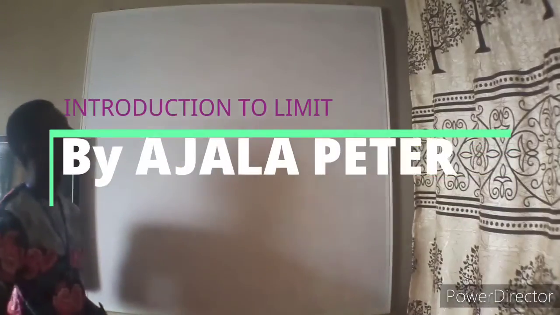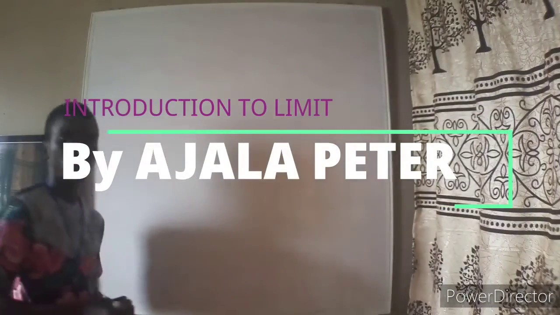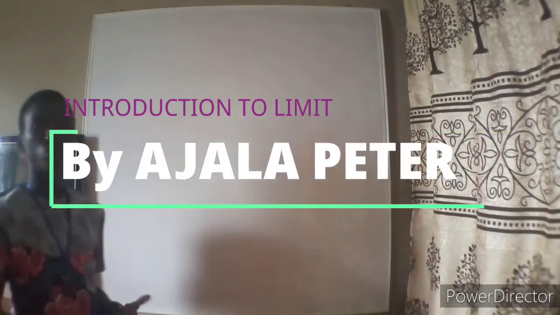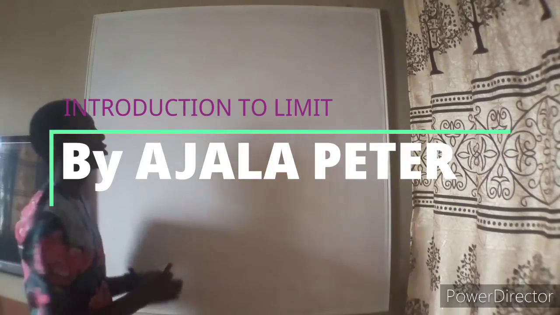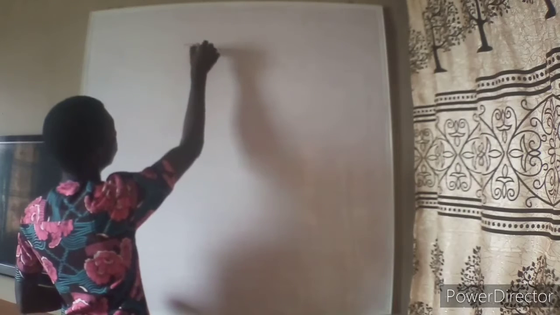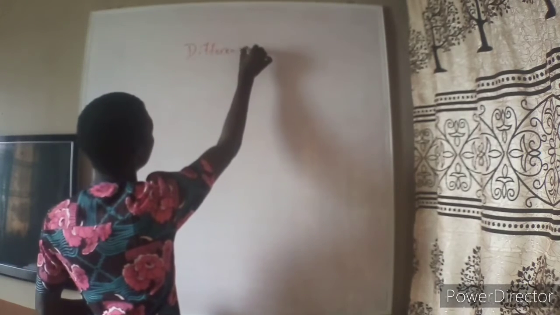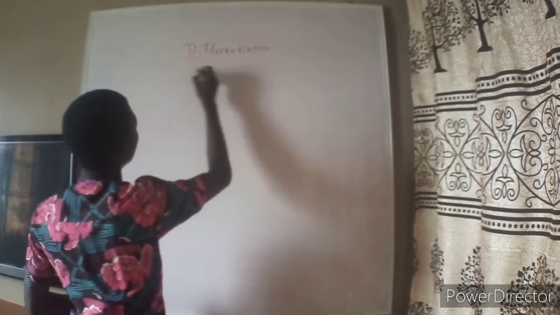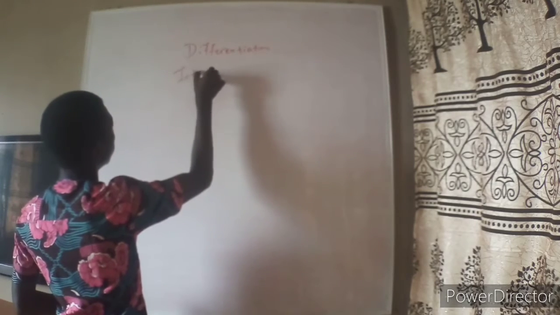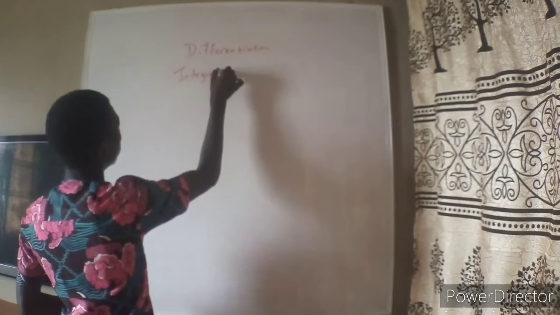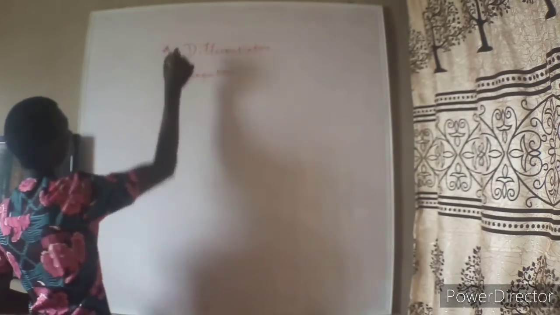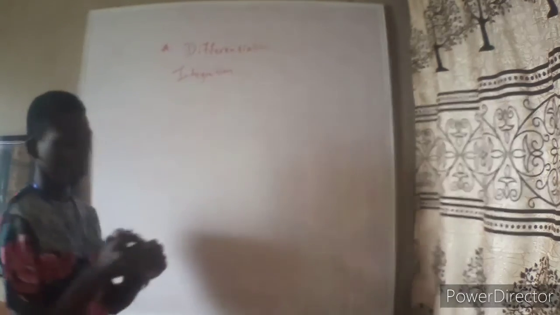We'll be talking about limits. Last time we discussed the introduction to calculus, where I introduced what calculus simply entails. While explaining calculus, we talked about two branches of calculus, which are differentiation and integration, and we'll be dealing with differentiation first. After that we move to integration.